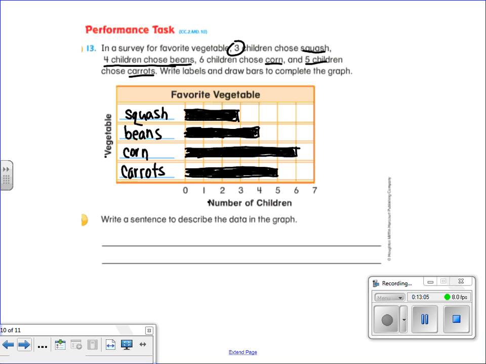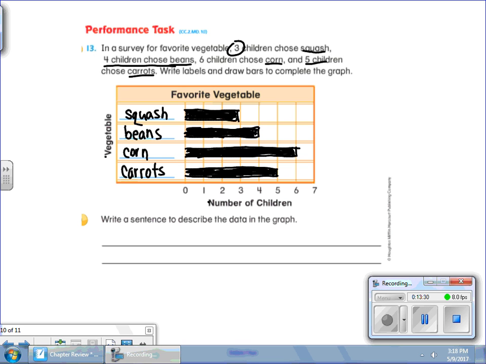You could say, let's see, 6, 7, 8, 9, 10, 11, 12, 13, 14, 18 children voted in this survey. You could say the number of children who like corn and carrots is greater than the number of children that like squash and beans. I'm going to pause here and take the rest of your answers. That'll do it for chapter 10.